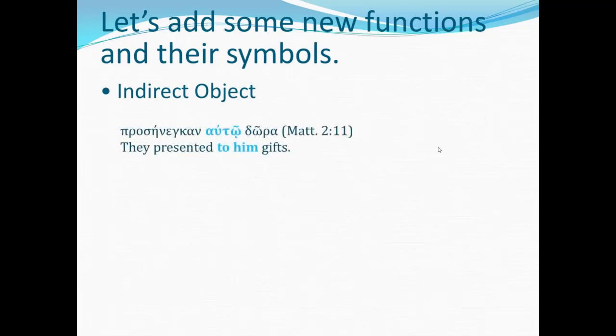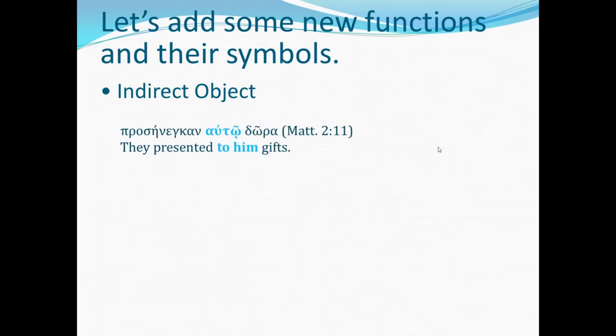Now, on to our new material for part 4. We'll add some new functions and their symbols. First, the indirect object. We could think of this almost as a kernel element because it is an object. It's part of the verb's complement. Here's a simple example, Matthew 2:11. They presented to him gifts.